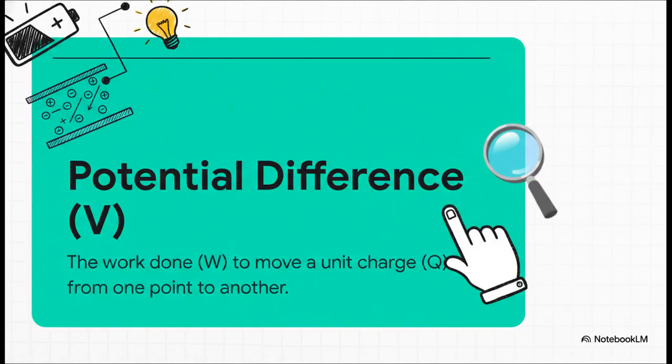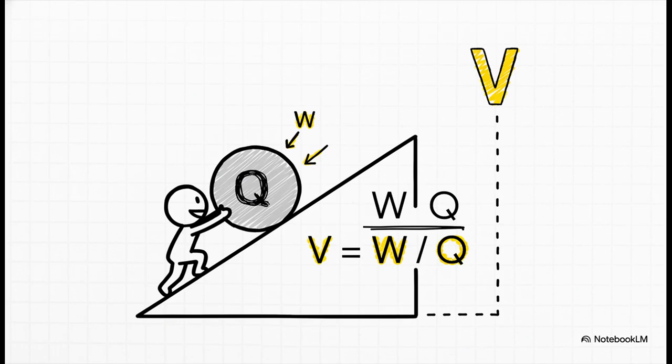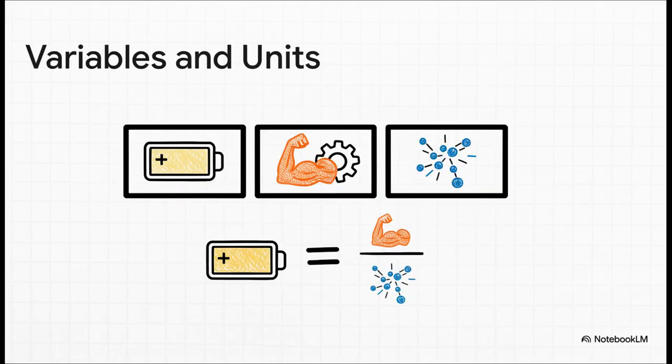Okay, so we have charge flowing, but what actually pushes it to create a current? Well, that's where potential difference comes in, also known as voltage. It's the electric pressure that a battery or a cell provides to get everything moving. And the formula for it reflects this idea perfectly. Potential difference, V, is just the work done, W, divided by the amount of charge, Q. You can think of it as how much energy is required to push each little unit of charge through the entire circuit.